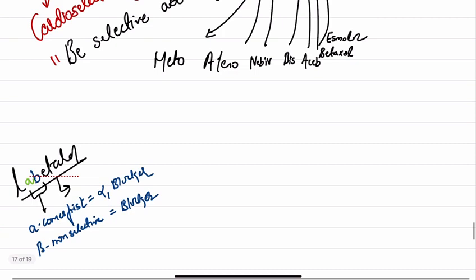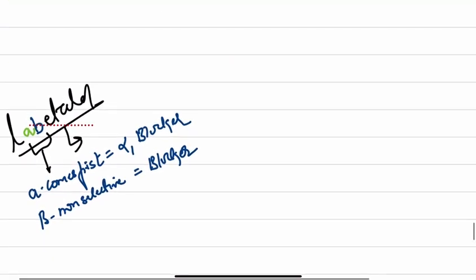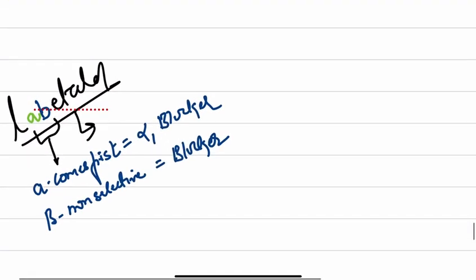Another trick is labetalol. Just simply remember that A comes first in the labetalol spelling, so it is the alpha-1 blocker, and B is for beta non-selective blocker.